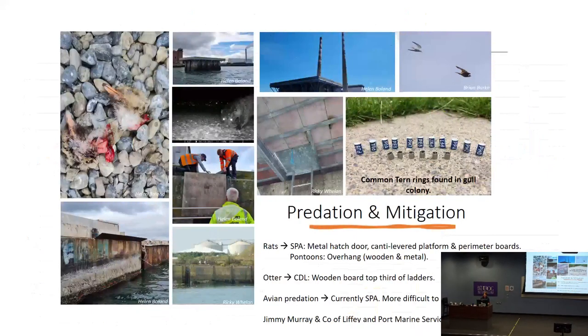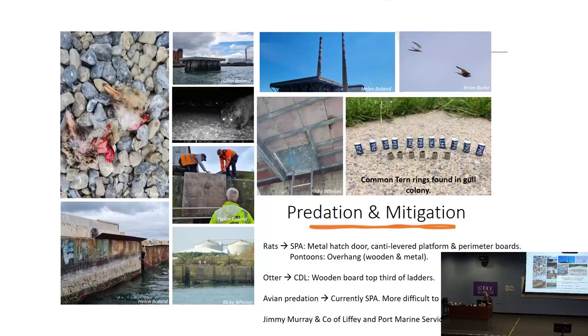Okay, so coming back to predation. We've had a variety of predators in the Dublin Port area over the years, including rats, otters, and avian predation. So we have our peregrine pair, and we've had gull predation as well. Those terns that you can see were found by a volunteer down on Docky Island a few miles south of the colony, and they'd been predated, it looked like, by a great black-backed gull.